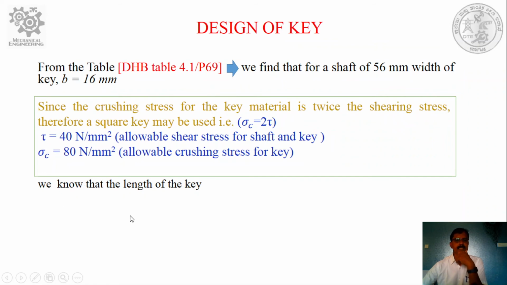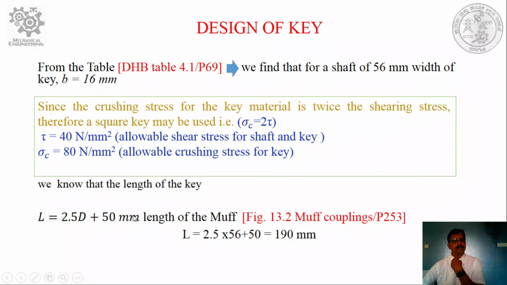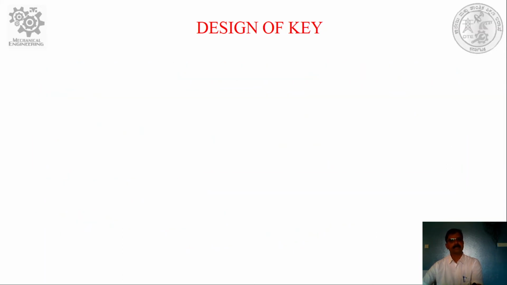We know that the length of the key is equal to the length of the muff in the case of the muff coupling. Then L is equal to 2.5D plus 50 millimeter. The length of the muff is L is equal to 2.5 into 56 plus 50, that is equal to 190 millimeter. Now the dimensions of the key depend upon the standard, upon the diameters. We select the key by an empirical relation for the width B and the height. Then check the individual stresses in the key while transmitting the power.